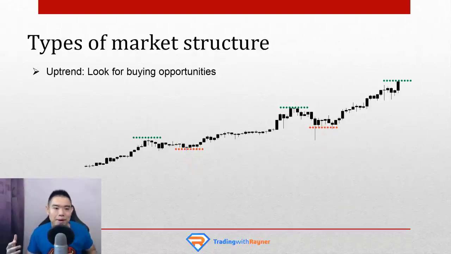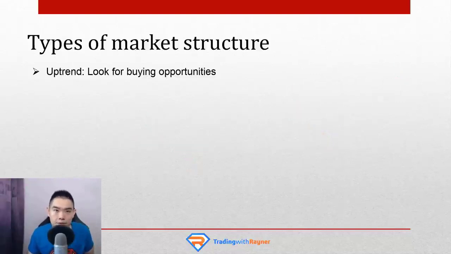So this is what I mean by an uptrend, a series of higher highs and higher lows. And if you see a market has this market structure, this currency pair has this market structure, then what do you want to do? Well, you want to look for buying opportunities because the market is in an uptrend. The path of least resistance is higher. So this is why you want to be looking for buying opportunities.